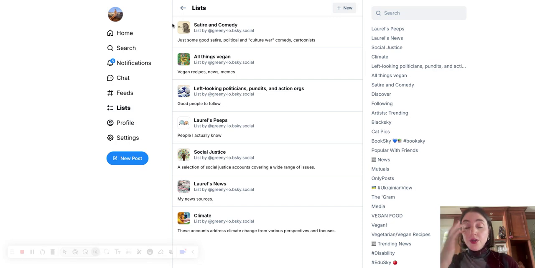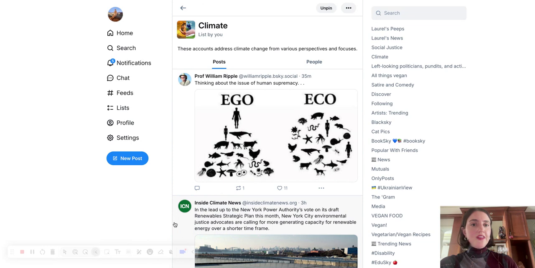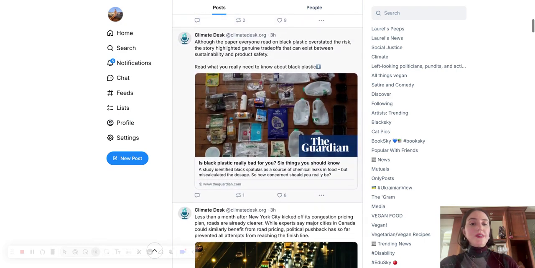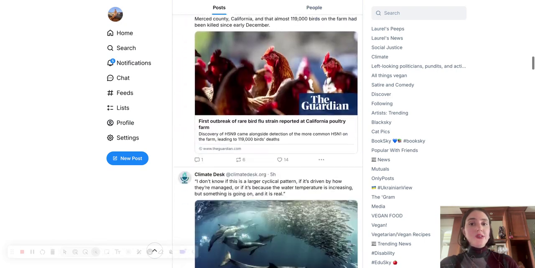So you can find these lists, you can find these feeds. Again, lists are the ones you make, they become feeds. These are all the ones I've made. So just like with the starter pack, I've made a climate one. If I only want to look at news and interesting things about climate, I will go to this feed.